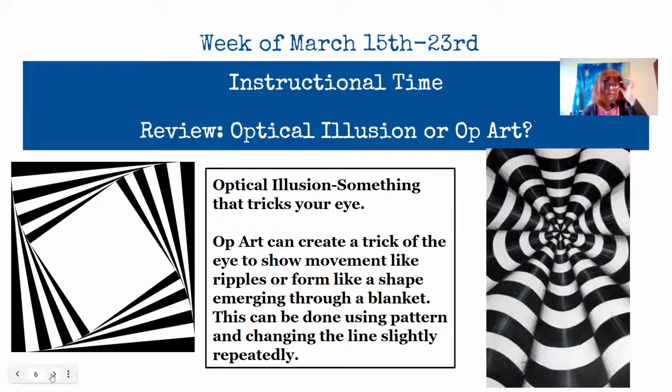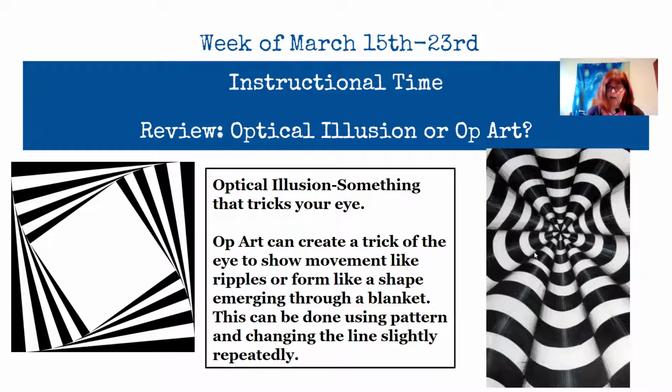And here are two examples. You see that they have repeated the shape of a square and tilted it each time, and they have repeated a pattern of color or black and white. Now we could do this with color like blue and yellow or red and green.